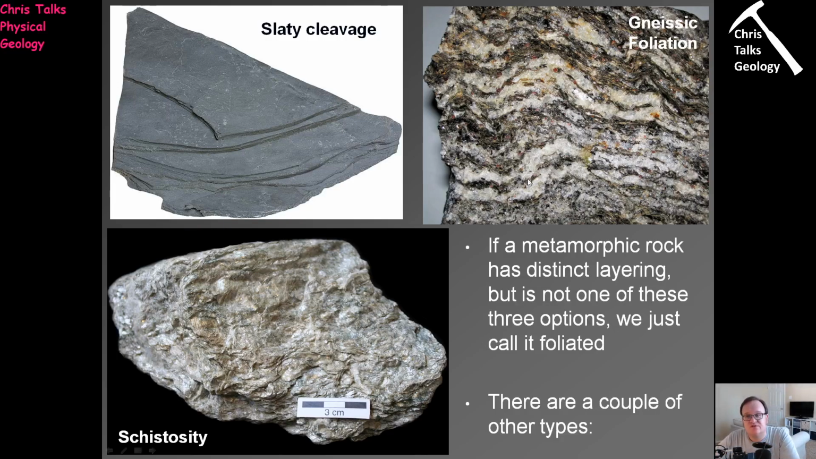So here are examples of the different types of foliation. We obviously have a slaty cleavage here. You can see this rock is made of clay minerals. It's grey, it's quite dull looking, but you can quite clearly see the layering there, the foliation.